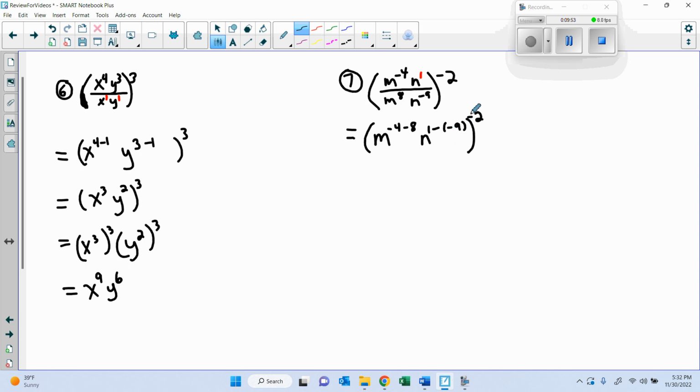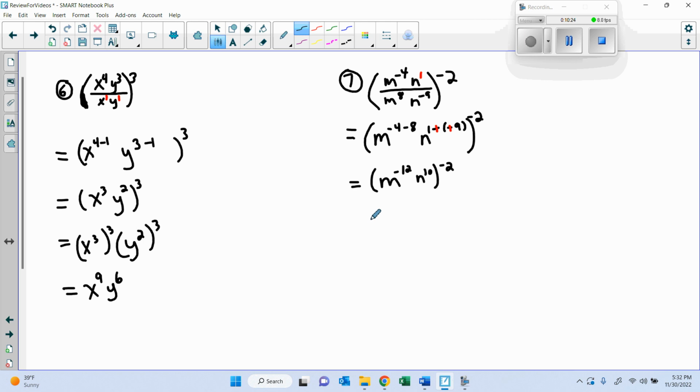Okay, but again, I'm not worried about that now. I'm going to finish everything inside. So this is going to be m. Now remember, use a calculator if you struggle with this. Otherwise, please just take your time. That's going to be m to the negative 12. And then you're going to have n, and remember, add the opposite. So that's easy to see that that's n to the 10th. And then we're raising that to the negative 2.